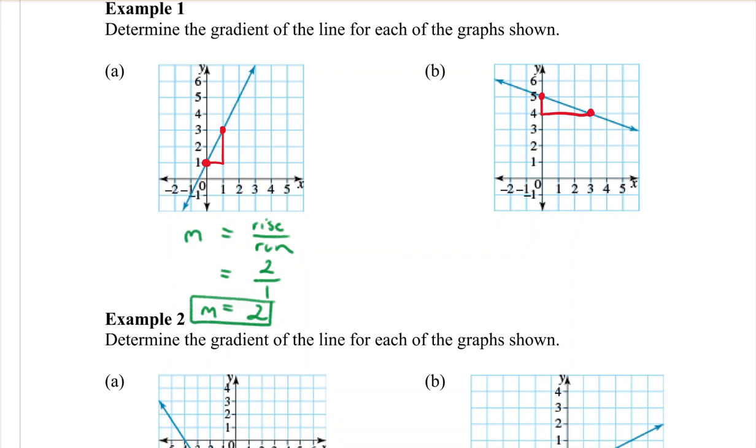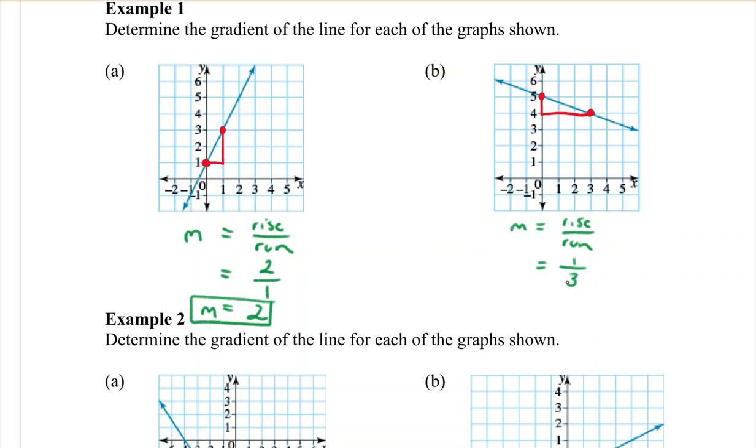Write the formula down the bottom. M equals rise over run. So remember, we're counting the rise, we're just counting the number of spaces. That rise is 1 space. So it's a rise of 1. Our run, how many spaces is that little red line I've drawn there? Our run is 1, 2, 3 spaces. So my denominator is a 3.